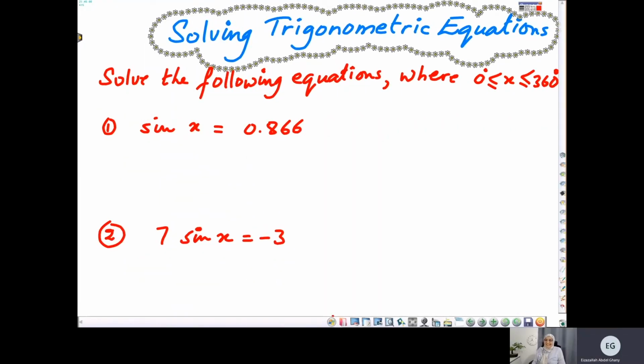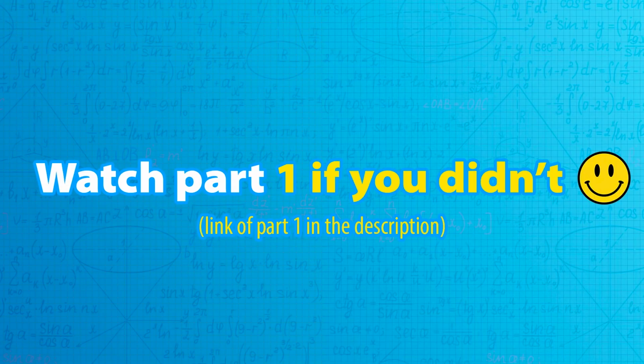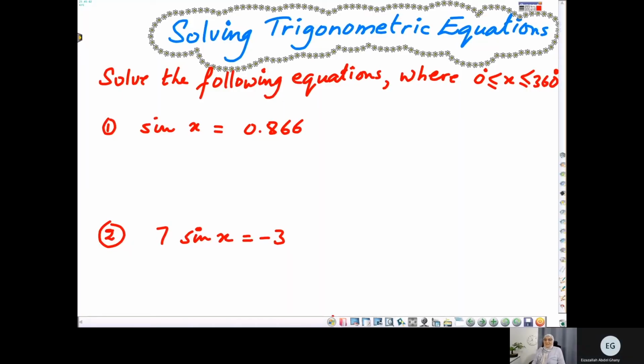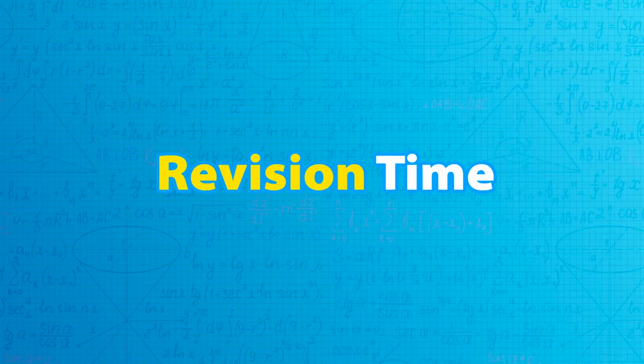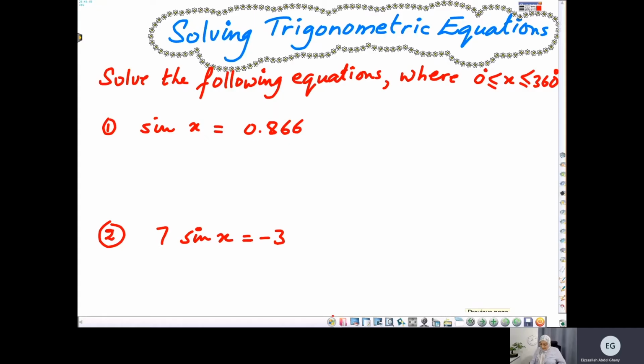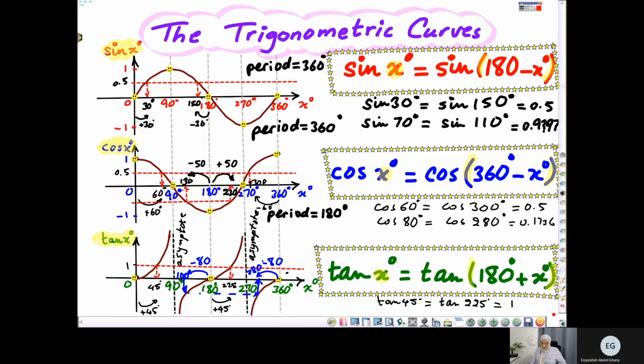Dear students, now we'll continue about solving trigonometric equations. To solve a trigonometric equation, we have to revise something which we have to be always committed to: the curves and the shape of the curves. Last video, I explained the sine curve and the cosine curve and the tan curve.